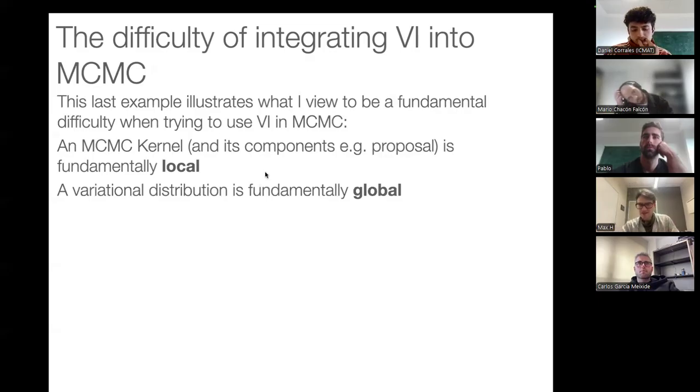Whereas a variational distribution is fundamentally a global object. It attempts to capture global properties of the target distribution. So it attempts to capture the correlation structure, or the tailedness, or the moments. In each of these cases, these are global properties of the target distribution that the variational distribution is attempting to capture.